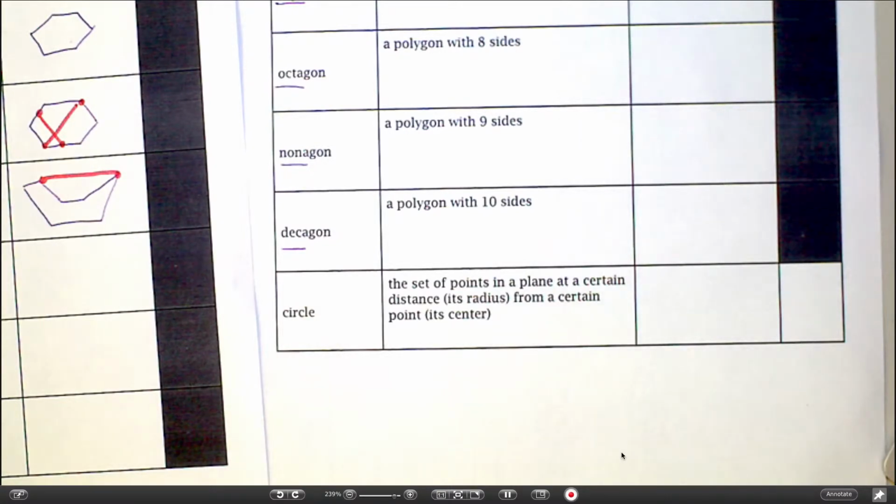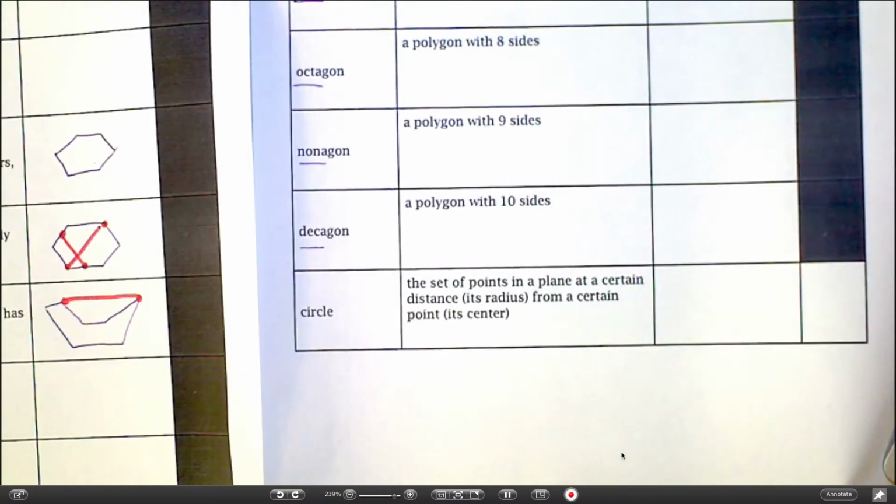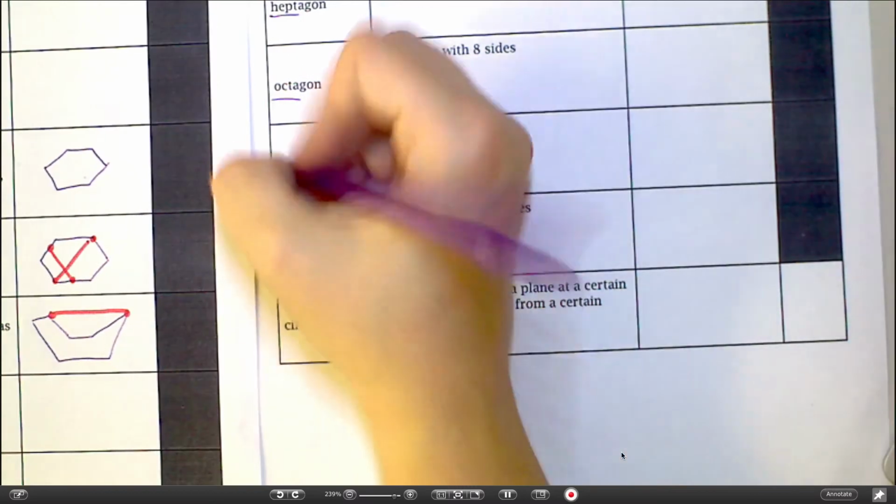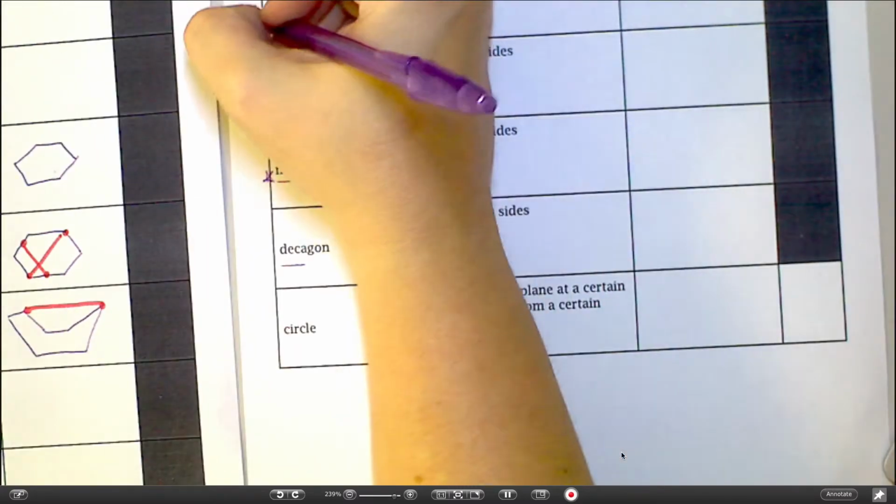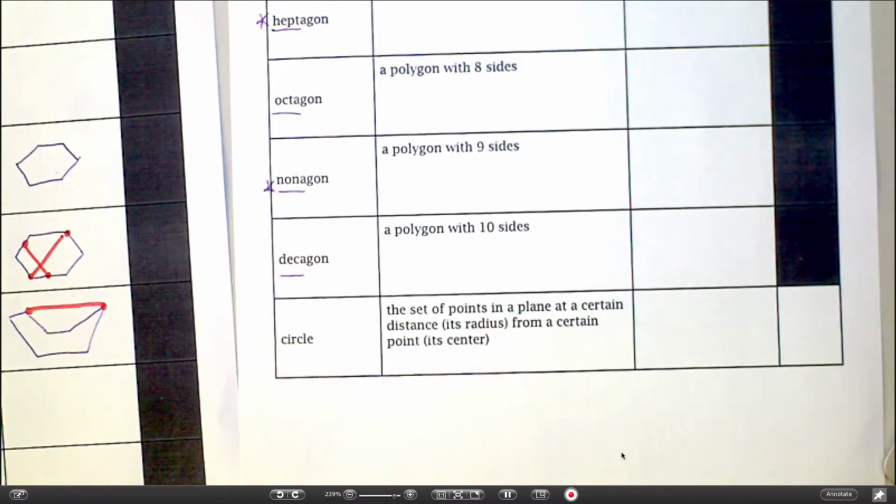What I find in those, for the most part, is the ones that people struggle with are nonagon and heptagon. Just because those are the ones you're not used to working with.